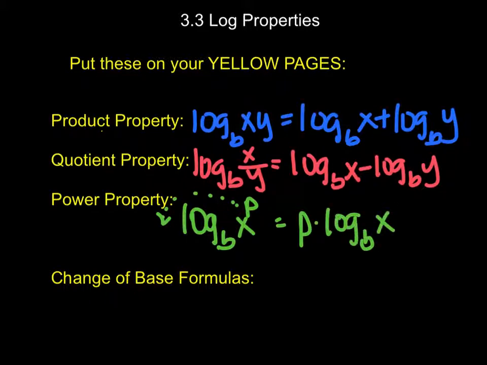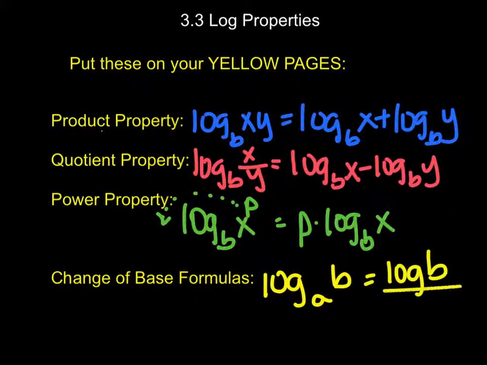And all of these also come into play when you have natural logs, because natural log is just log base e. The other formula we're going to look at is change of base. And that basically says that if I have log base a of b, that's log b over log a.